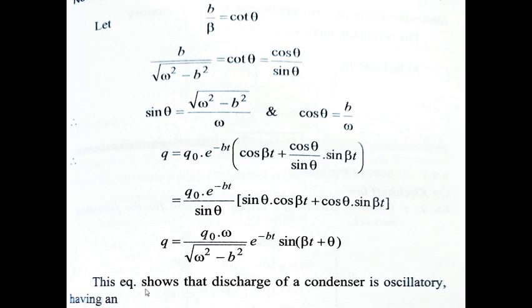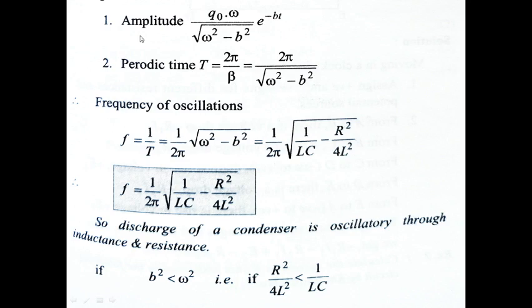This equation shows the discharge of condenser, and it shows that the discharge is oscillatory, because this is the equation which shows oscillatory motion. If you compare this equation to the equation of simple harmonic motion, then the quantity q0 omega upon under root omega square minus b square into e raised to the power minus bt, that will be the amplitude. So amplitude is this one.